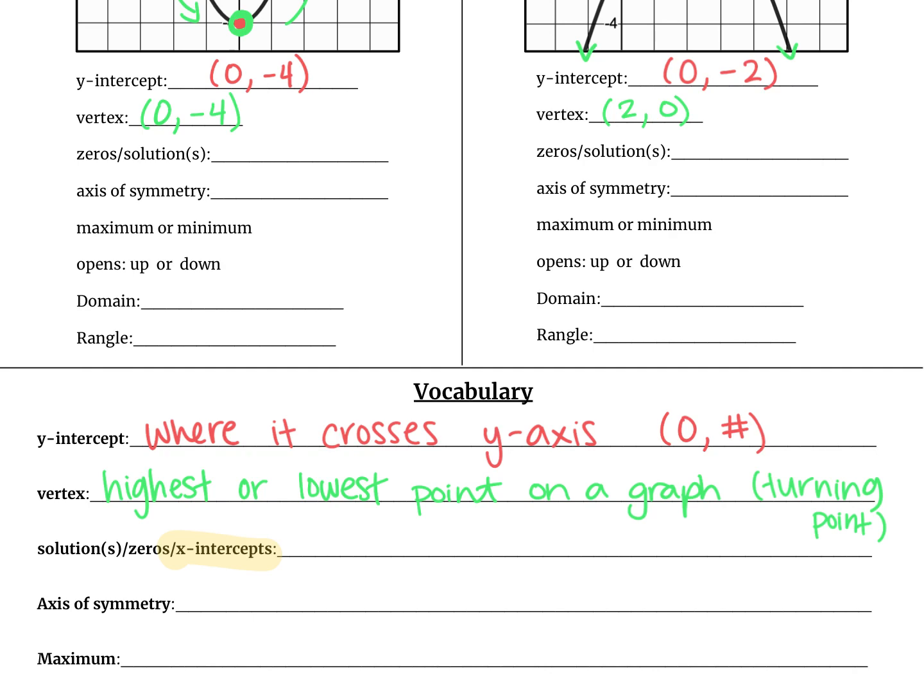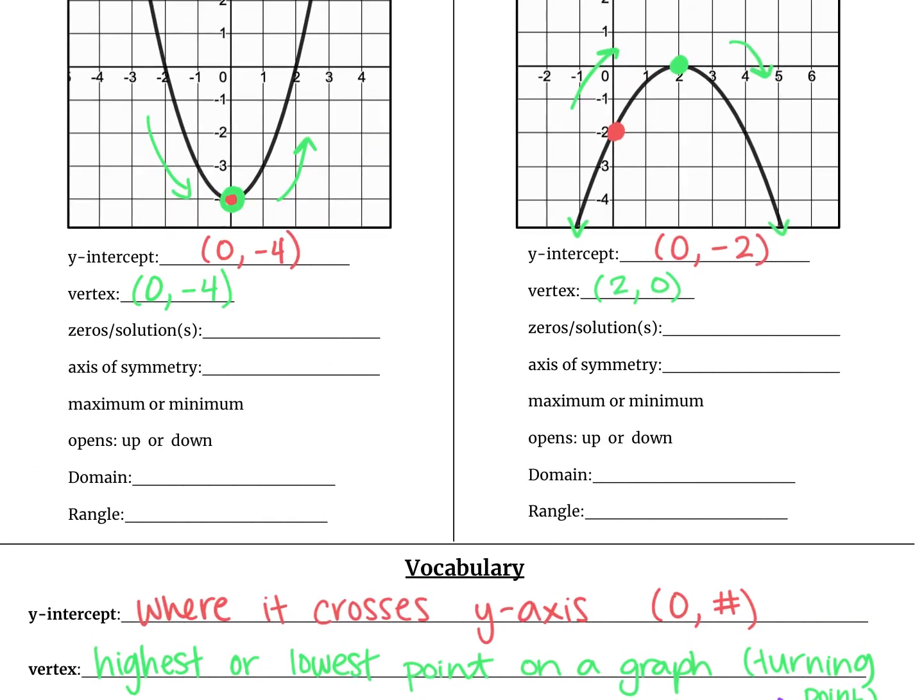The x-intercept is where it crosses the x-axis. And this time your coordinate is going to be some number, comma, 0. All right, so let's look at the graphs we have here.